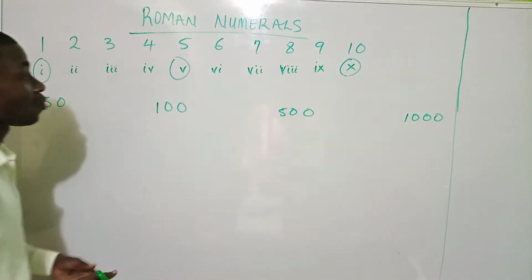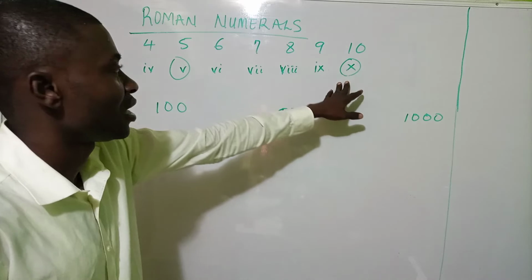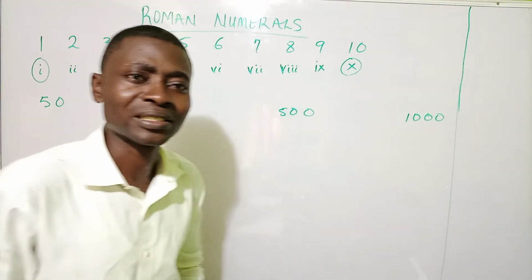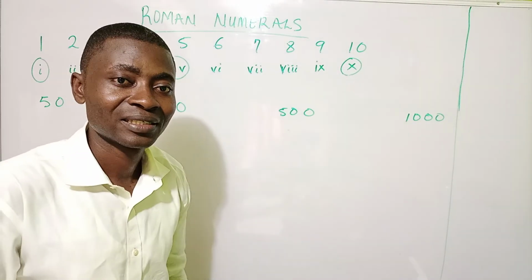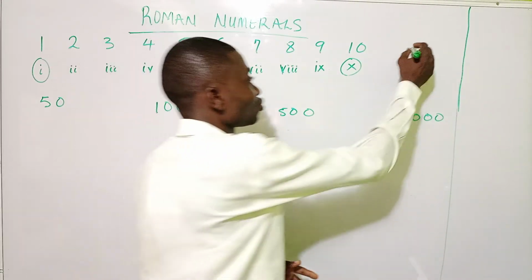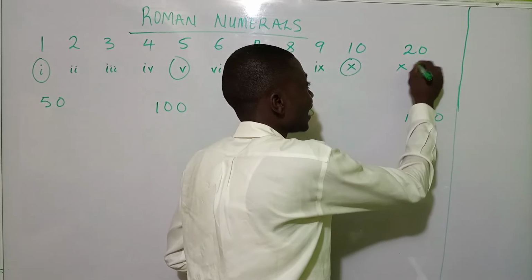For instance, we have 10 here now. If I want to write 20, what is 20? Since I know 10, 10 plus 10. 10 plus 10 gives us 20. So 20 will be XX.